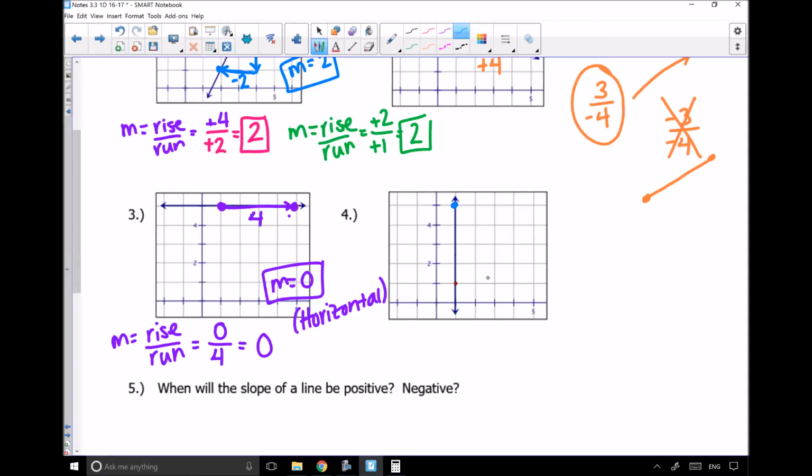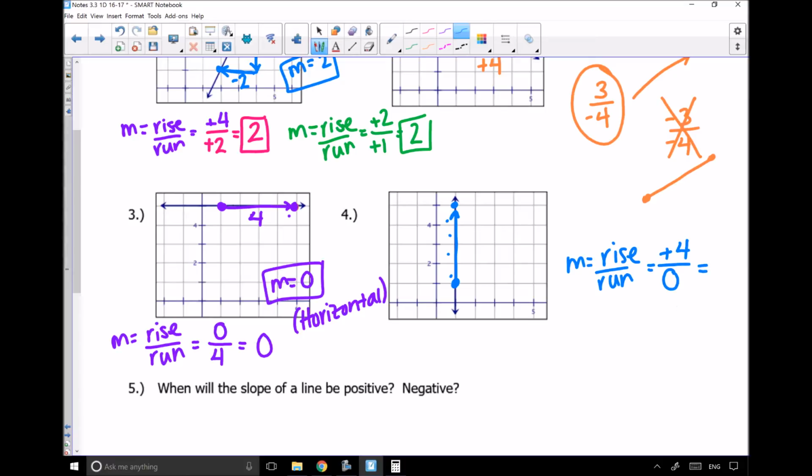So we're going to do rise over run again. So m equals rise over run. And this time I'm going to say that it rose by 1, 2, 3, 4. So it went up by 4, so it's a positive 4. But it didn't go over at all, so it's going to be 0.